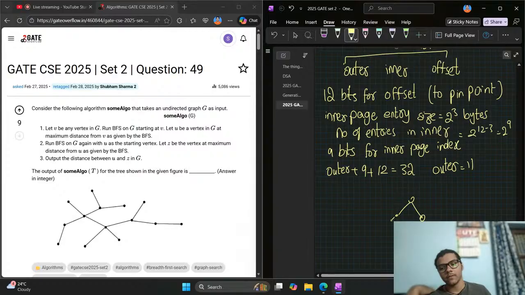So we have a graph, right? Let this be V, and then U will be the maximum length. Run BFS on G again with U as the starting vertex. Let Z be the vertex at maximum distance from U.